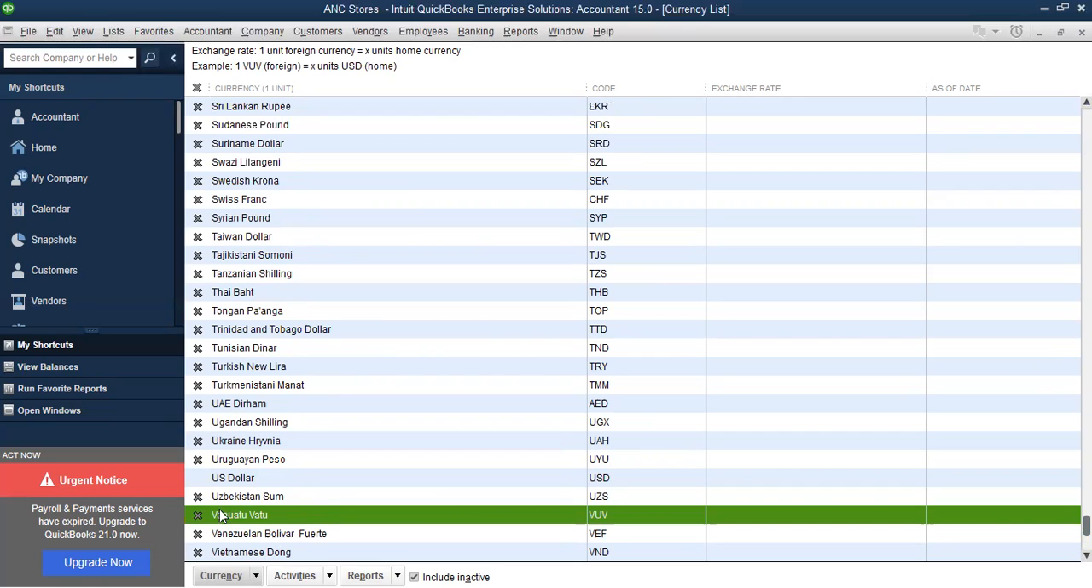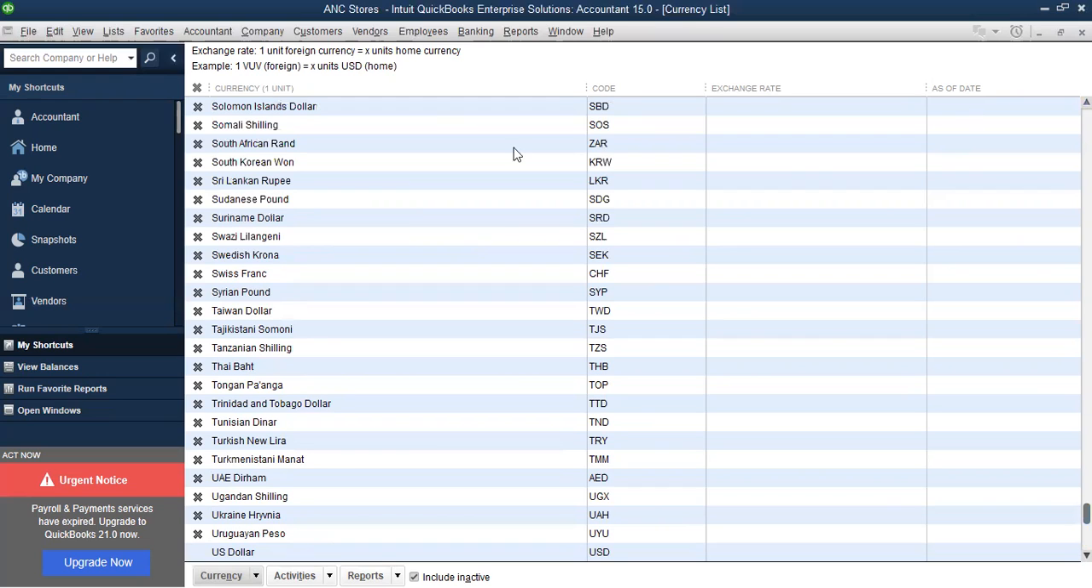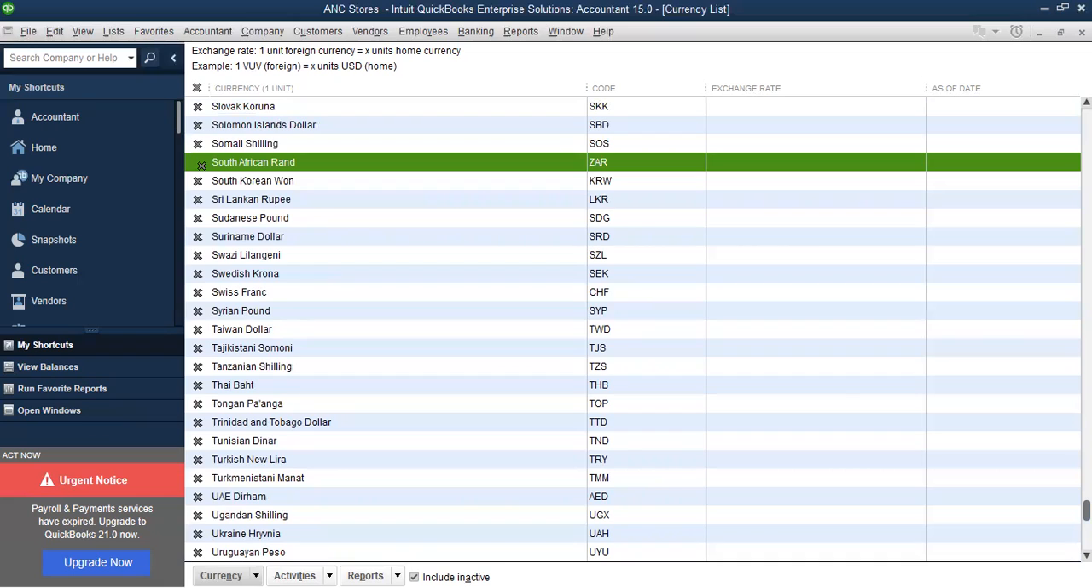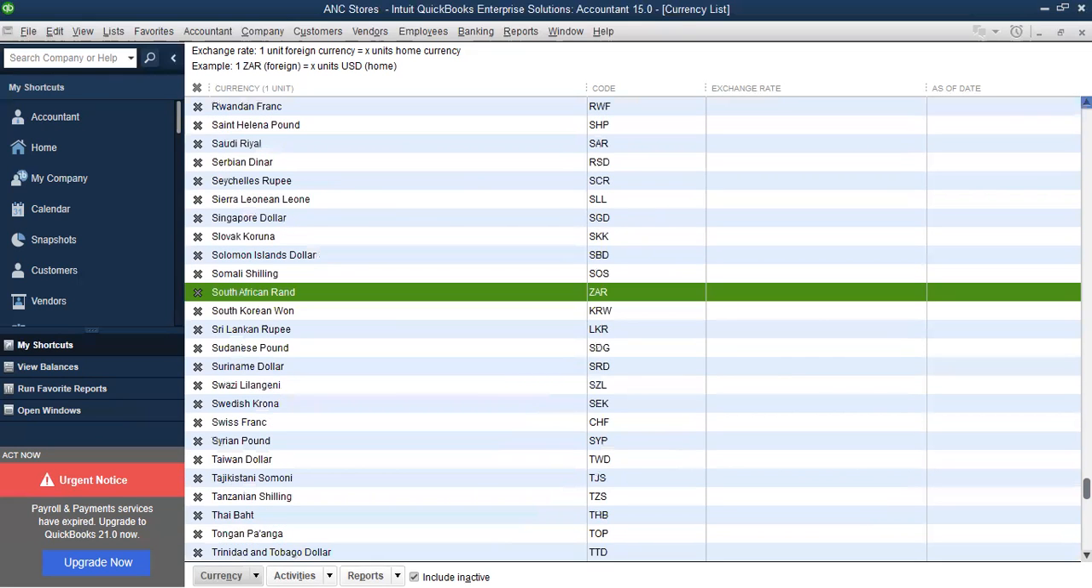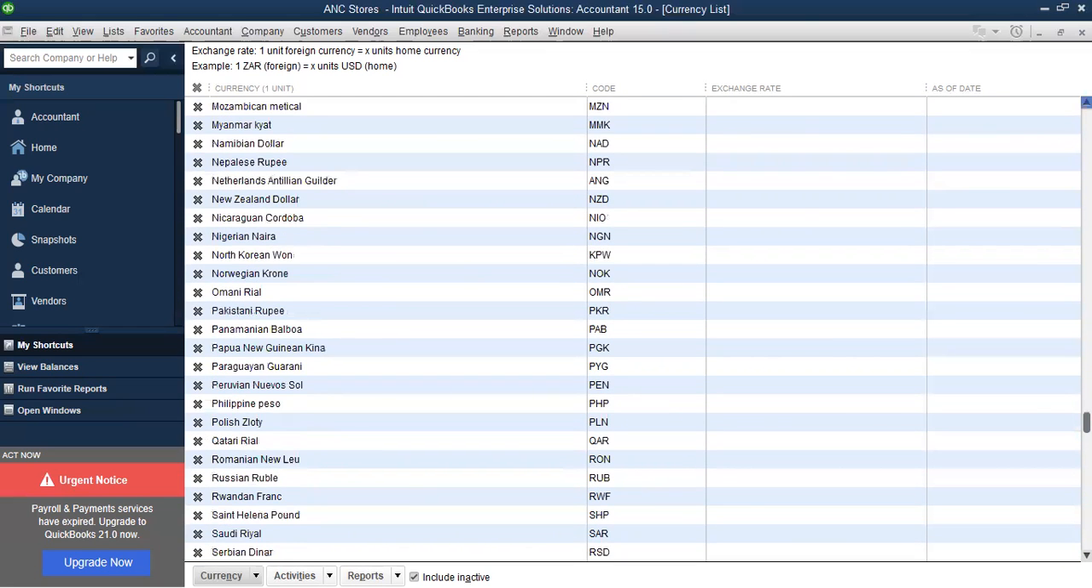So US dollar is active and that's our multi-currency and we can't deactivate it. So we go up. If you want South African rand, then you also tick. To tick here means you are selecting this to be received as, or you are allowed to transact with the rands. I'm going to leave out rands for interest's sake.